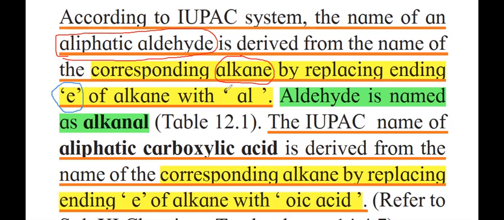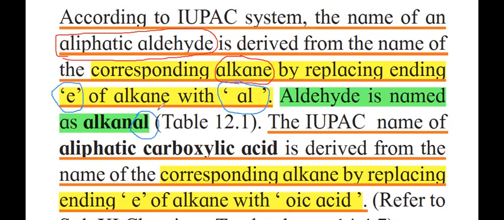Okay, see, this is the E of alkane replaced by al. Al is for aldehyde, or commonly we can say aldehydes are named as alkanal. See, it is an alkane, but instead of E it contains the functional group CHO of aldehyde. Therefore E is replaced by al for aldehyde. Okay, it is the IUPAC system.